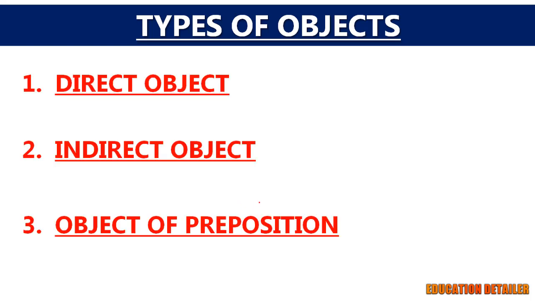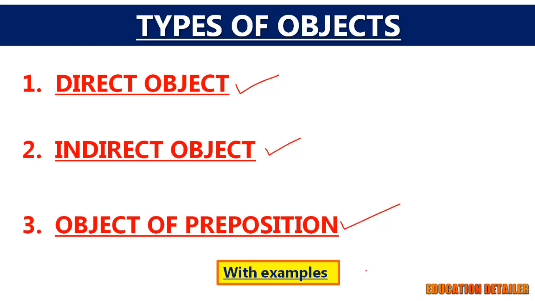But what type of objects they are? Let's try to find out. There are 3 types of objects in English language: direct object, indirect object, and third one is object of preposition. Let me explain all 3 types one by one with examples.